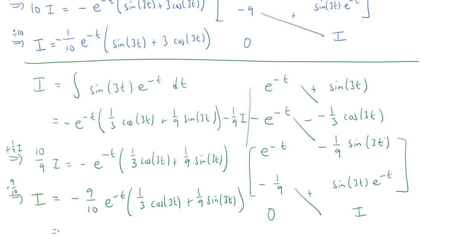And if I want to make sure I'm really getting what I had up above, let me distribute the 9 inside. So I still have negative 1/10 e to the negative t. 9 times 1/3 is 3, so 3 cosine of 3t. 9 times 1/9 is 1, so plus sine of 3t. And up to the ordering, you can see there's my 3 cosine of 3t, and here's my sine of 3t, and a negative 1/10 e to the negative t on the outside.